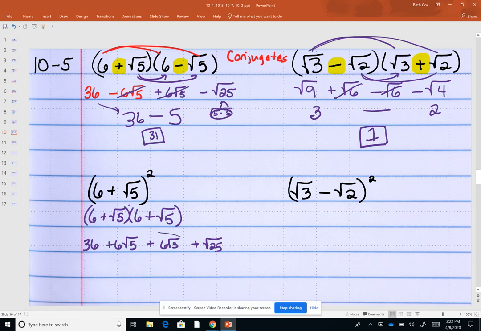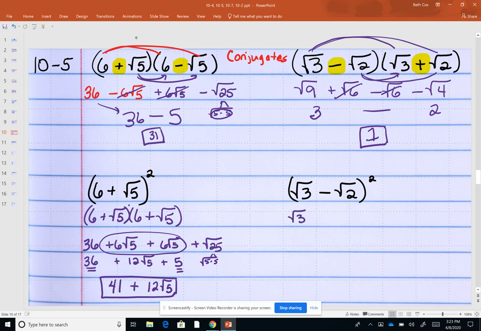Okay, we don't have canceling out. We don't. That's the difference. Very important difference there. Okay, so then we have 36 plus 12 square roots of 5. This does simplify, so it becomes plus 5. So these are likes. So that's going to be a 41 plus 12 square roots of 5. So make sure you are aware of the difference. Conjugates multiply together to give you a whole number, and you have opposite signs. Squaring is different. That does not.